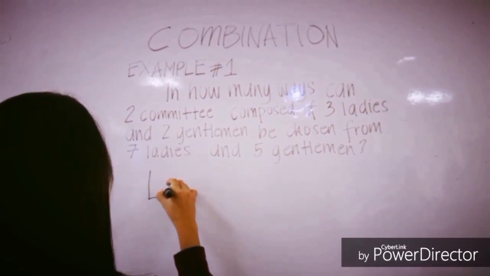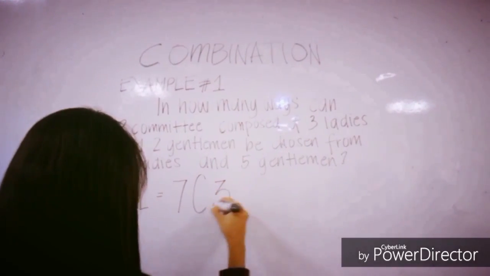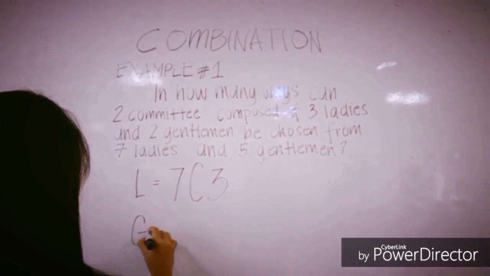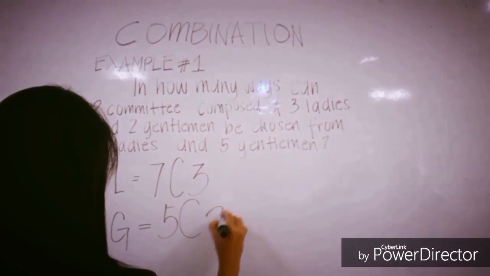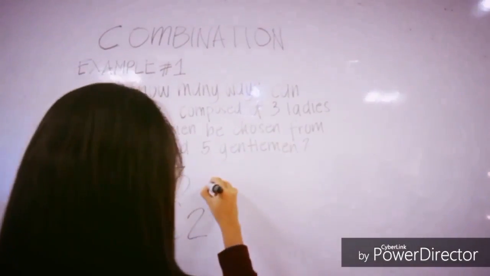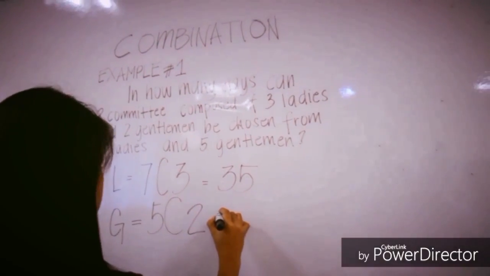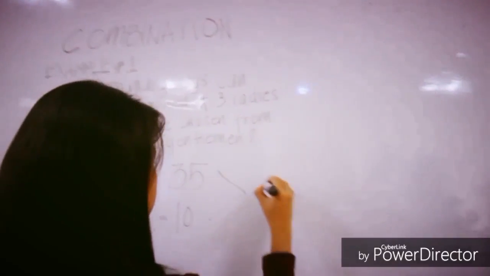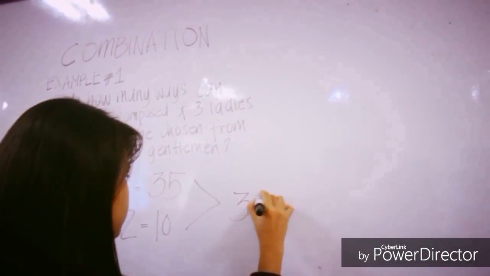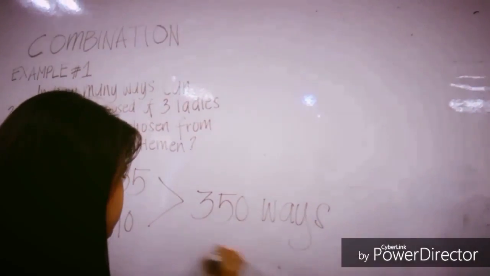There is also another way of solving for combination, which is the shortcut method. Starting with the ladies, the given is a total of 7 ladies and we have to pick 3. So for the shortcut method, we just solve it by entering 7C3 in your scientific calculator, and the answer is 35. Then just do the same for the gentlemen. We will have a total of 10. Multiplying 35 and 10, the final answer is 350.